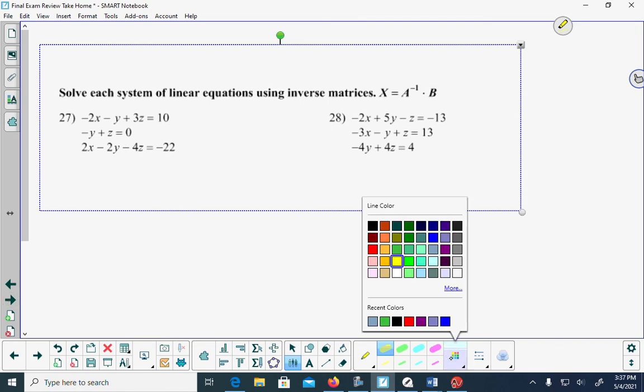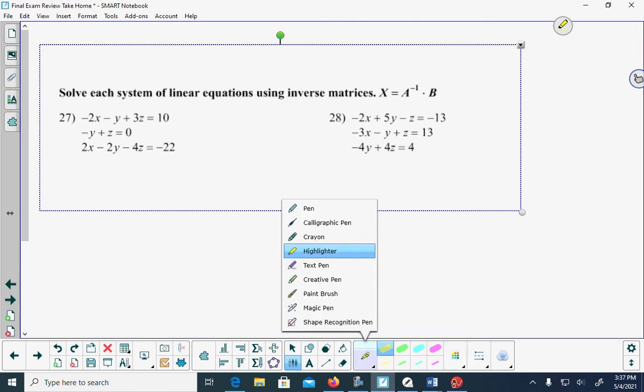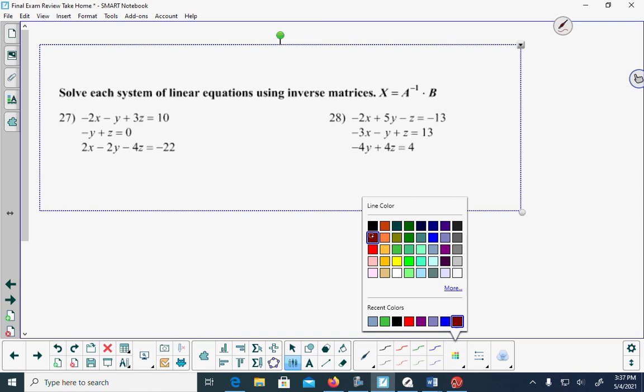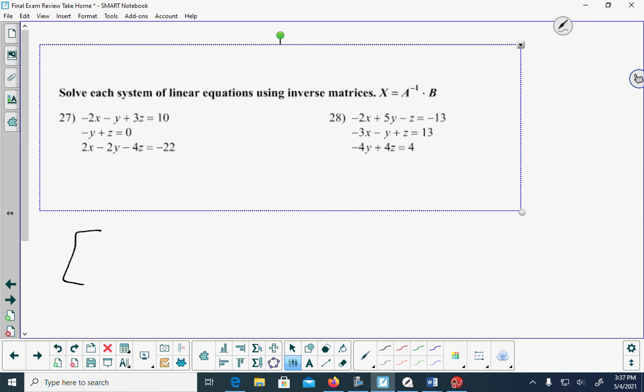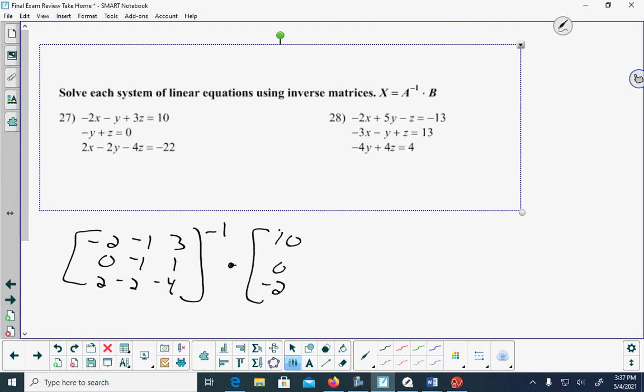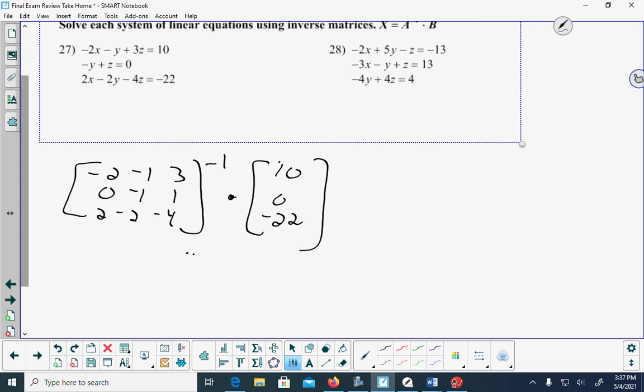On these, you're going to actually have to show us what you put in your calculator. So what we're going to want to see is negative 2, negative 1, 3, x is 0, negative 1, 1, 2, negative 2, negative 4. I want to raise that to negative 1 power, and then I'm going to multiply it by my answers, which are 10, 0, and negative 22. I'm putting that in my calculator. You have to show me this, but that's it.